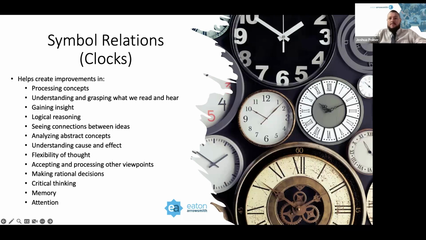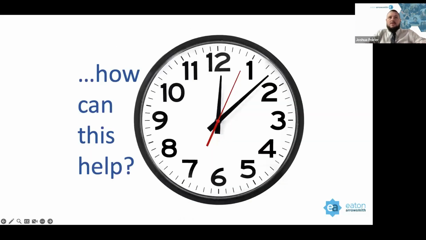and of course helps with our memory because we're taking in more clues, and helps with our attention because we're able to focus and stay in our frontal lobes for longer because there's less noise that's helping keep us less distracted. So how can this tool help?